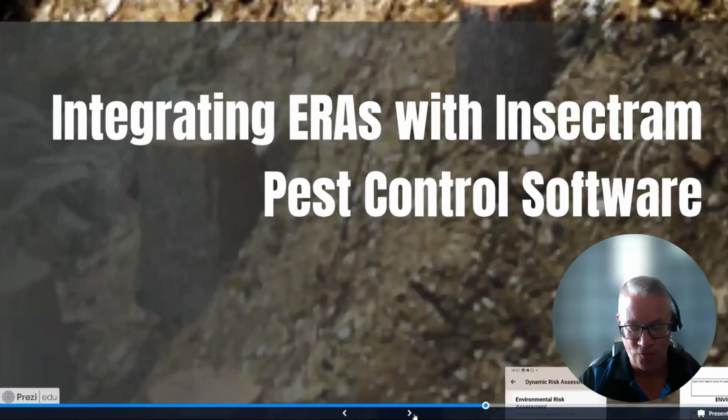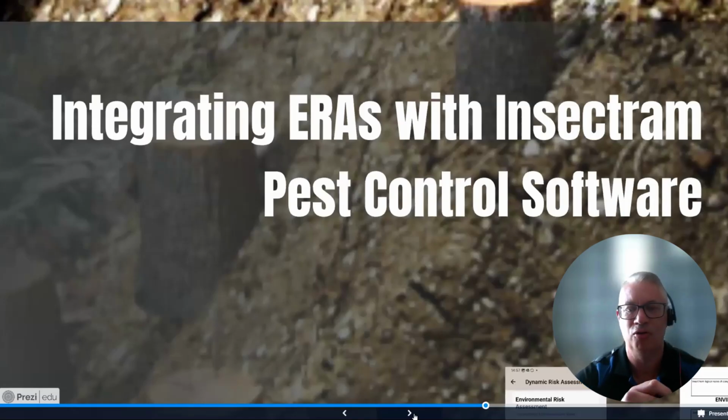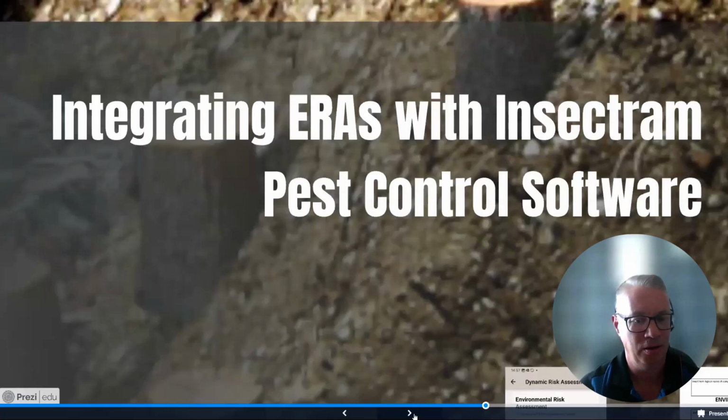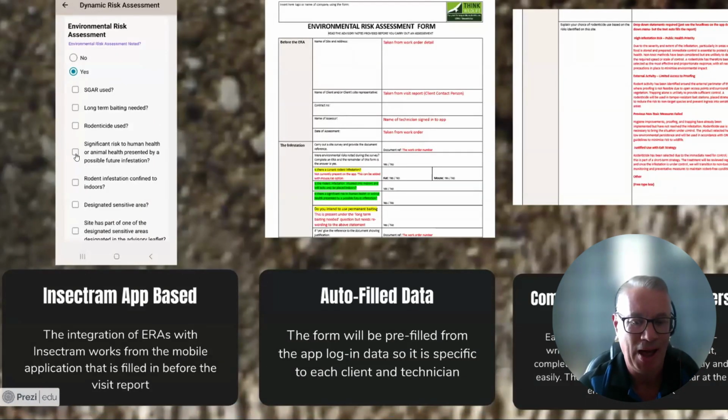So fortunately, your friends at Insectram, because we're nice guys, are looking to integrate the full ERA questionnaire within the Insectram pest control software. For those already using Insectram, there is already a section of ERAs within the app. But as we've looked at it in more detail, we've found it's not robust enough. So we've had to completely redesign the way Insectram works with ERAs in the field. The first thing we will look at is the app. All of the Insectram work is done in the field on the mobile app.